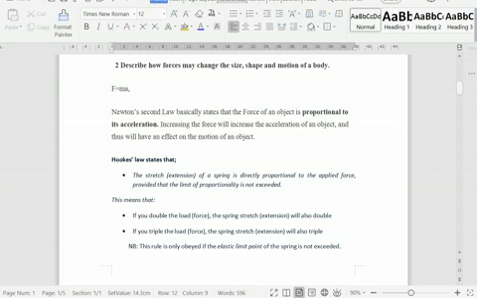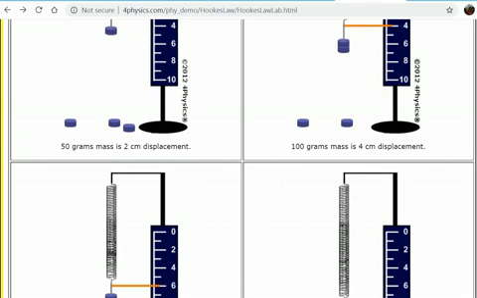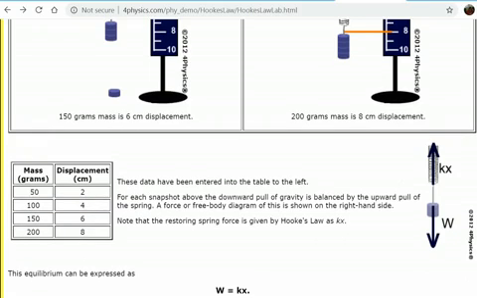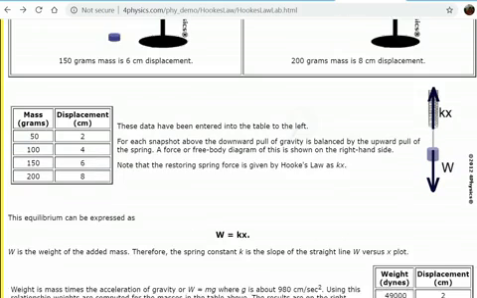So it holds true. It's a law. That's why it's called Hooke's law, right? It's not a theory. It's not a story. It's a law, right? So now, having gotten that information, it's then placed into a table, right?